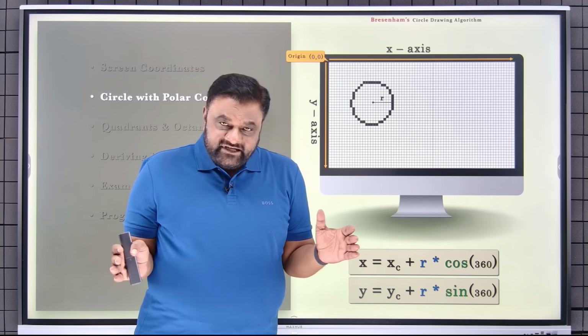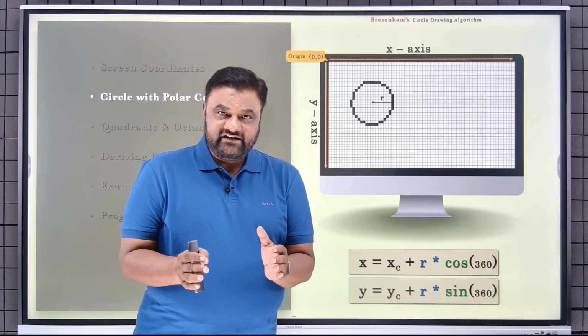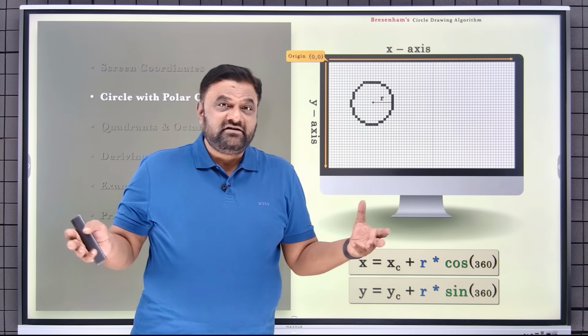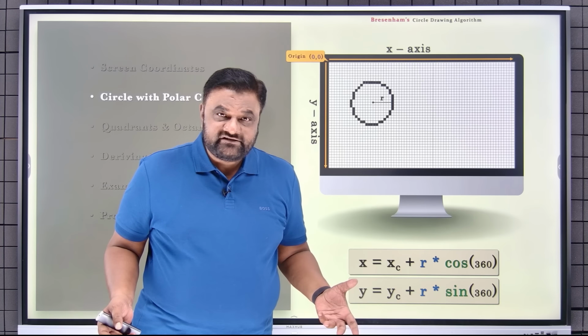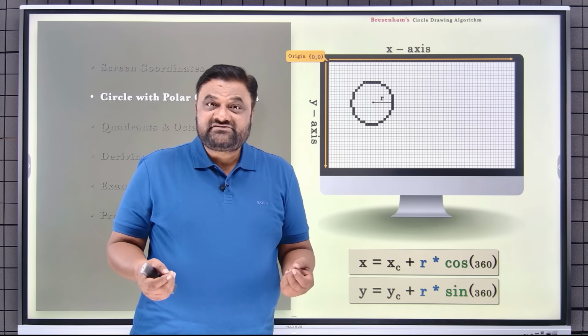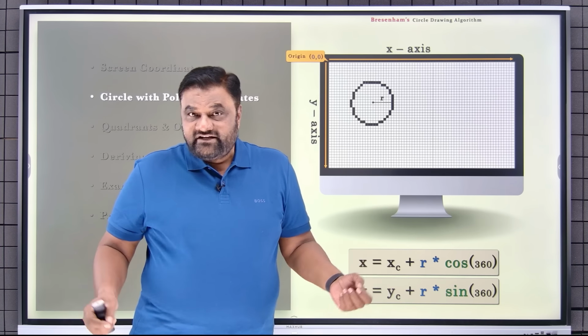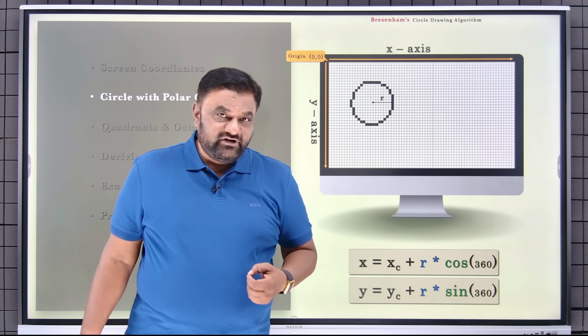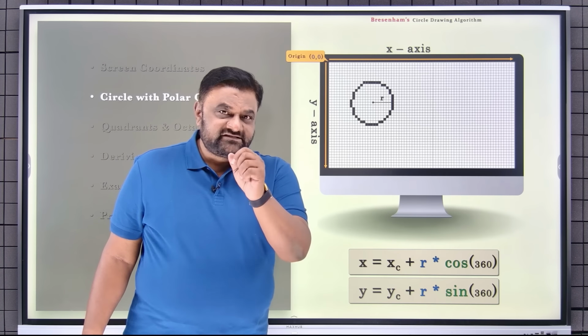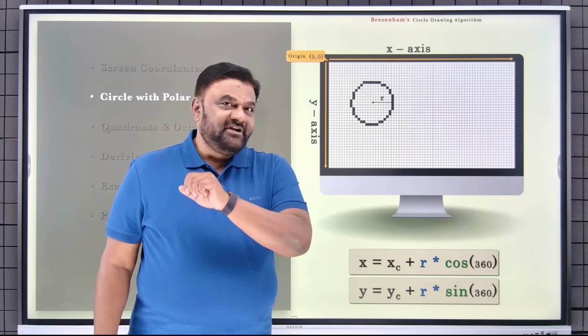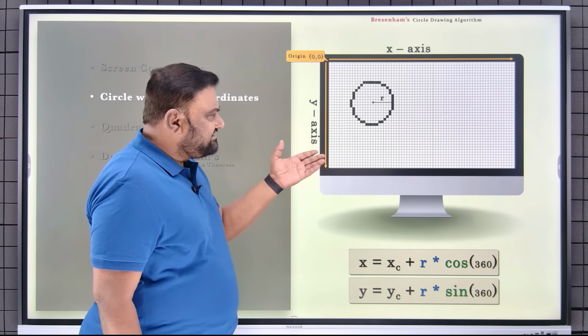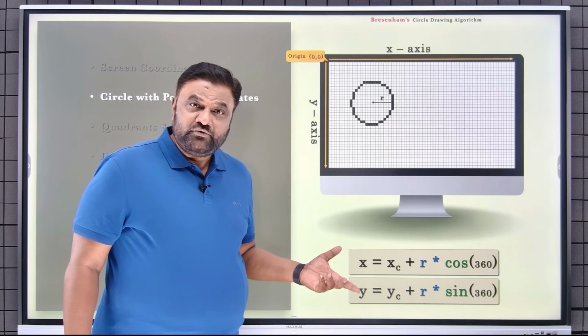If the circle is smaller in radius, then it's okay. If it's very big, then you may not have sufficient points. You have to draw a circle with just 360 points, so you may have gaps in between the points or the pixels. This is one problem. Now one more major problem is, if you see the circle, it's not smooth.